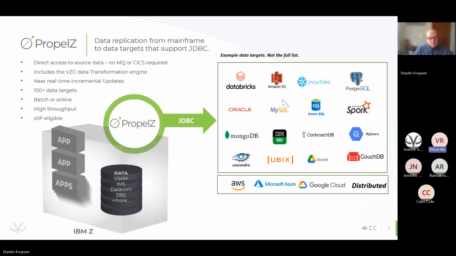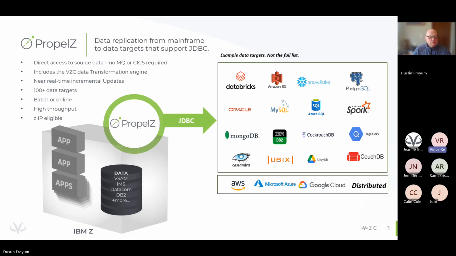Now, one of the other cool features in PropelZ is, in a lot of cases, and I'm going to say it's probably the majority of folks that we speak to, the goal is to have a replica of that mainframe data somewhere else for some other reason. Maybe you're doing reporting or BI or some type of analytics, or looking to input that data into an AI model. I mean, often in that case, you're looking for snapshots.